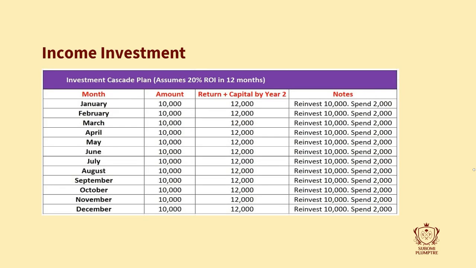The other type of investment is what I call an investment cascade. Now, this is a beautiful plan for those who want to earn a monthly income. So this plan assumes that you invest $10,000 every month for 12 months, and it also assumes a 20% return on investment. So this is just a placeholder. It could be 12%, it could be 10%, but let's assume you're lucky and you happen to find an investment that gives you 20% return in 12 months.